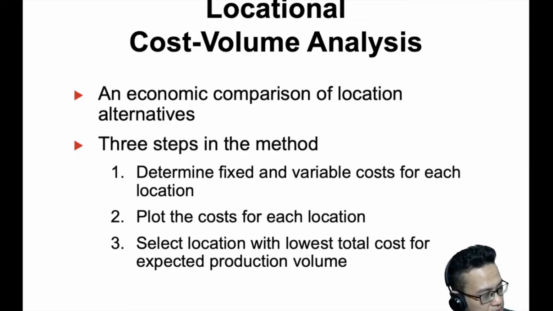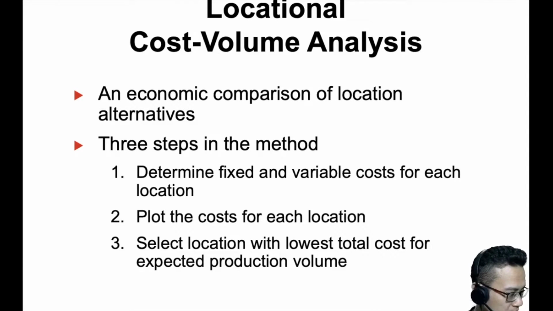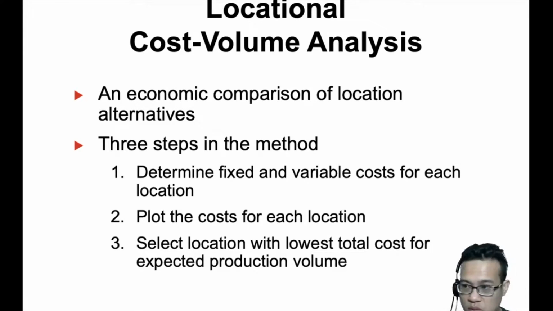Another location decision technique is location cost volume analysis. This is a technique for making an economic comparison of locations. One, you need to identify the fixed costs and also the variable costs for each location. The next step is to plot the costs for each location, and then select the location with the lowest total cost for the expected production volume.